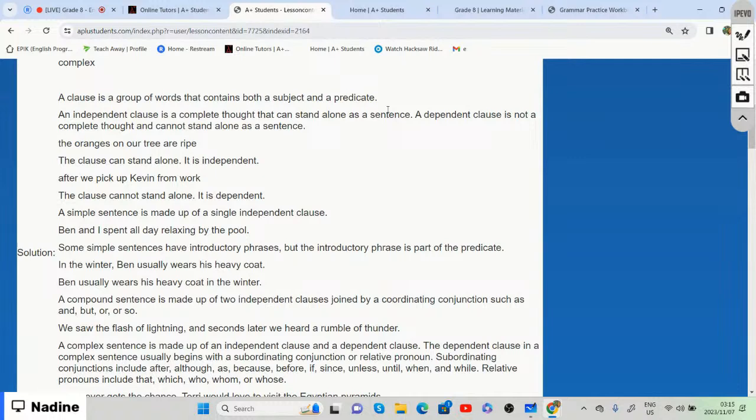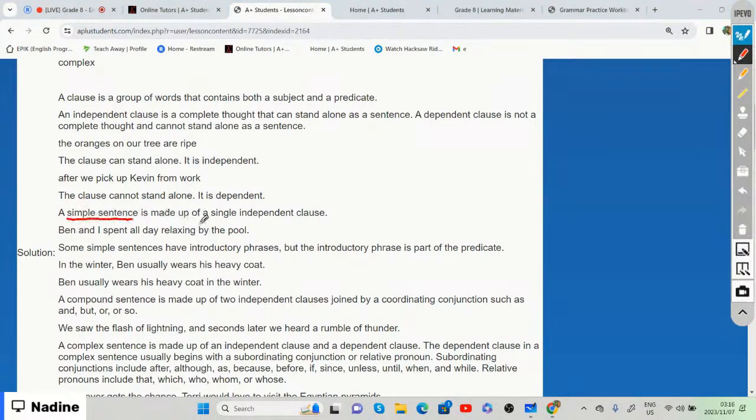Because remember, we said a simple sentence is made up of one independent clause and it has a subject as well as a predicate. And an example of a simple sentence: Ben and I spent all day relaxing by the pool. That is a clause and it can stand on its own.